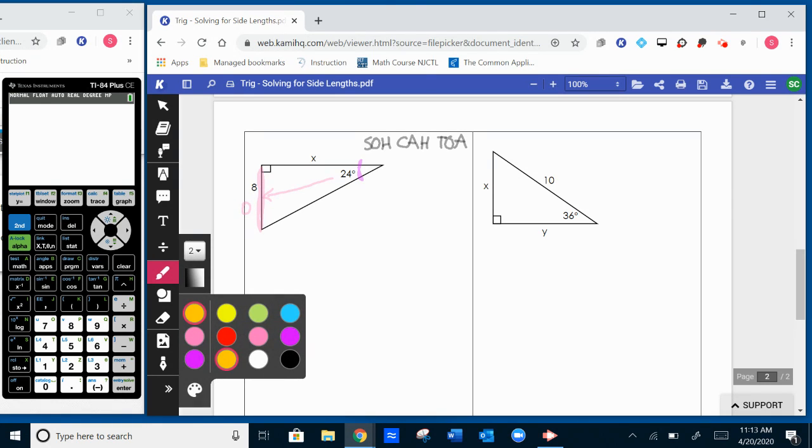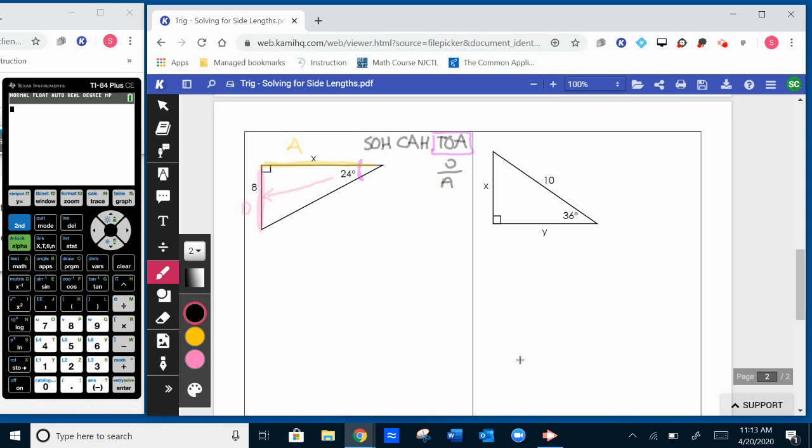And then when I have a side that is touching or making my angle, my reference angle, that is my adjacent side. So in this case, I'll use purple. We're using tangent. So that is my opposite over my adjacent. So now we're going to set it up just like we did the other ones. I have tangent of 24 degrees equals opposite over adjacent, which is 8 over x.